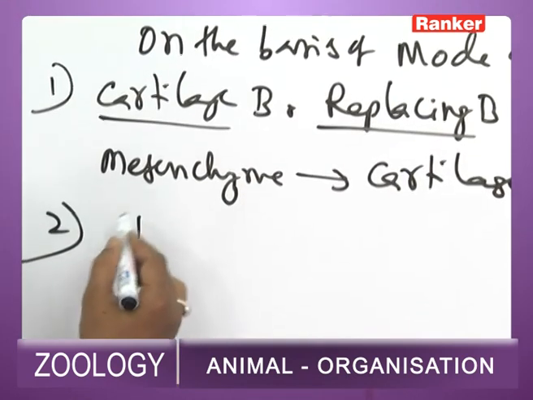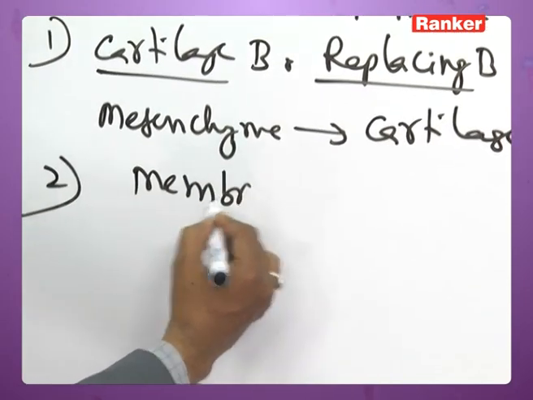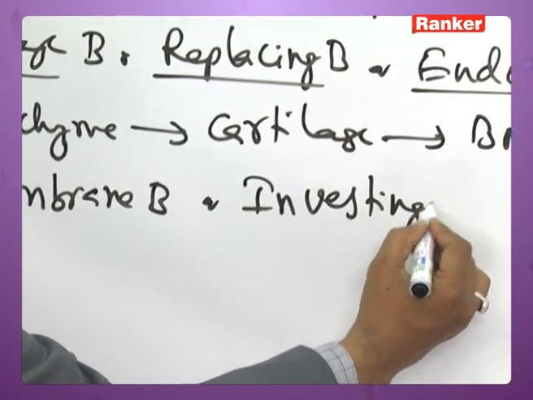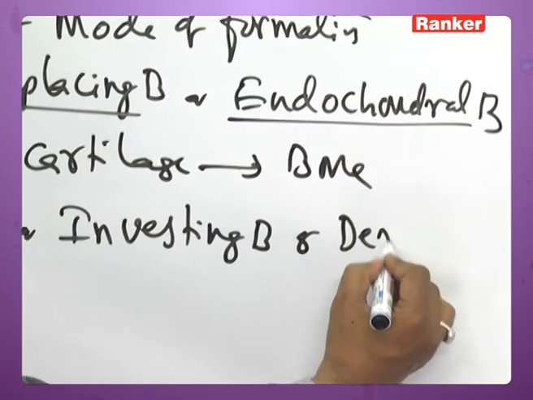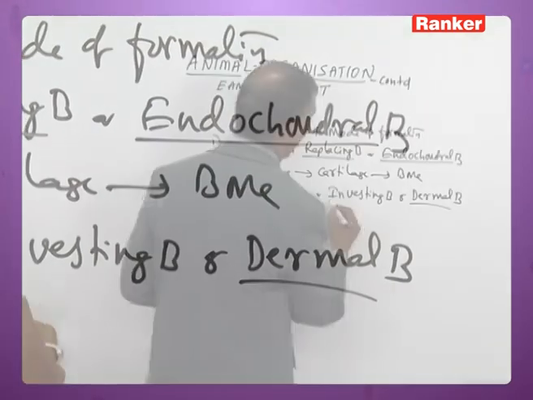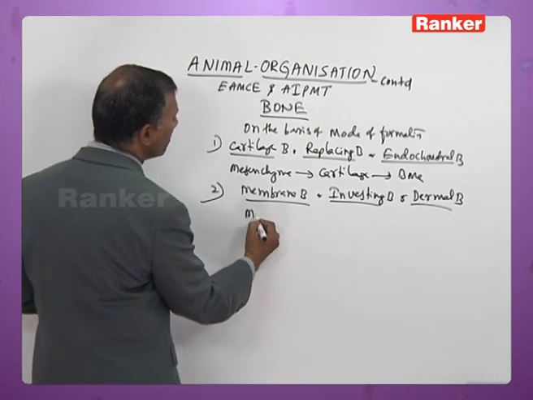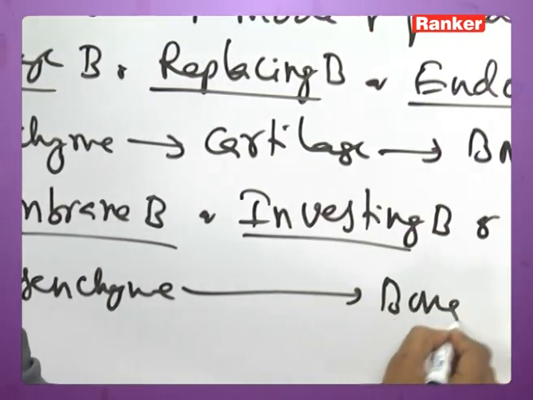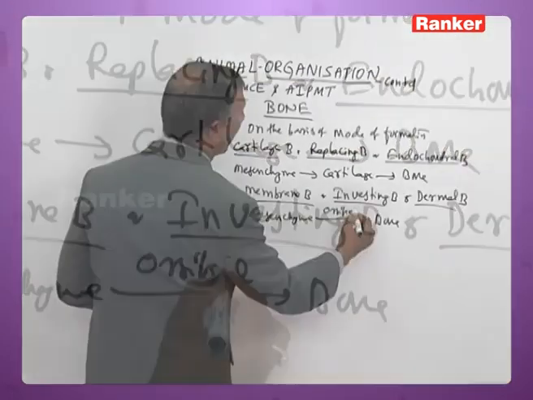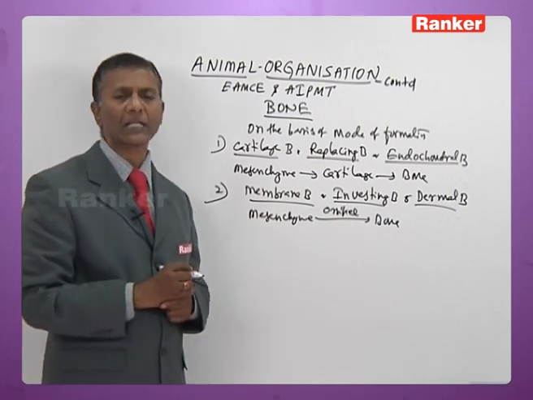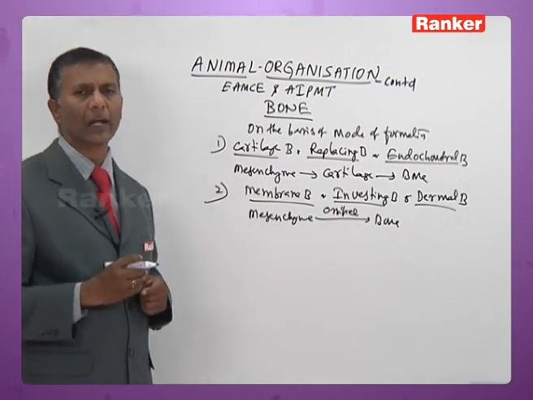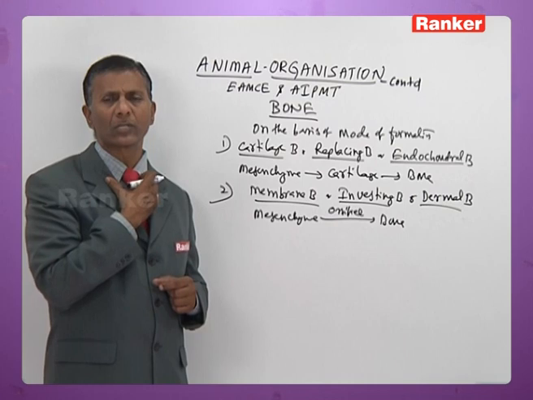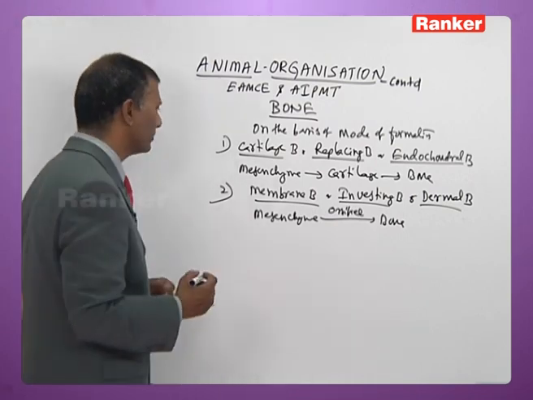Then you have next membrane bone or investing bone or dermal bone. Here the embryonic connective tissue mesenchyme directly gets ossified to form a bone. Such bones are called dermal bones. A few bones in the human endoskeleton, like bones of the cranium and the clavicle bones, are examples for dermal bones.